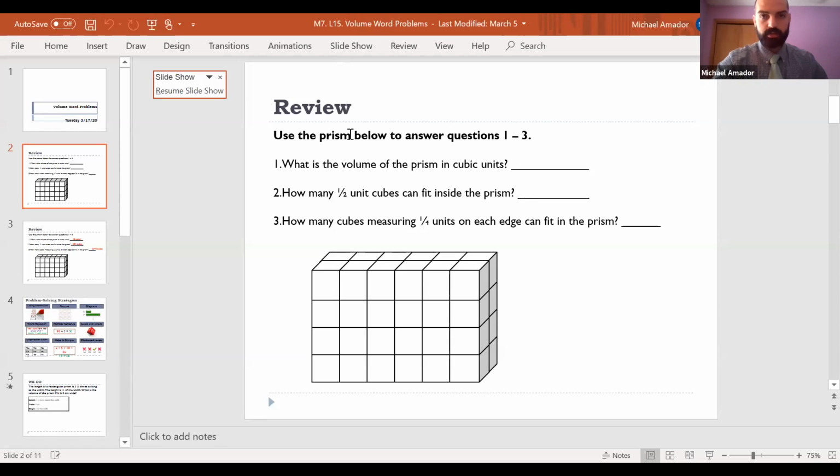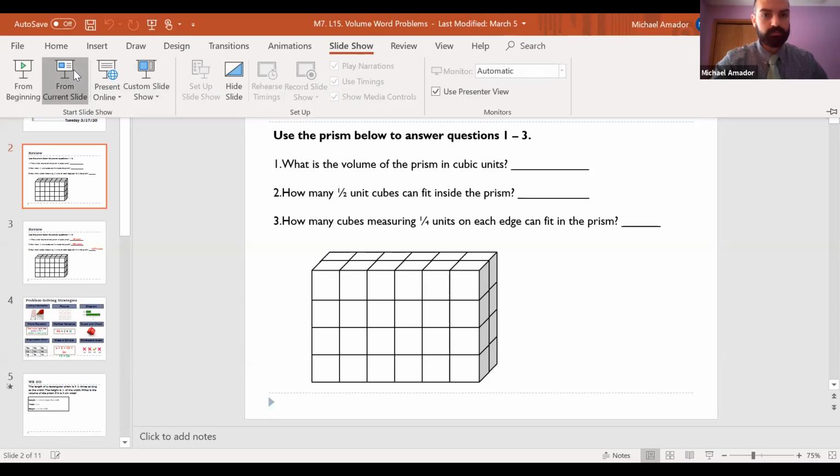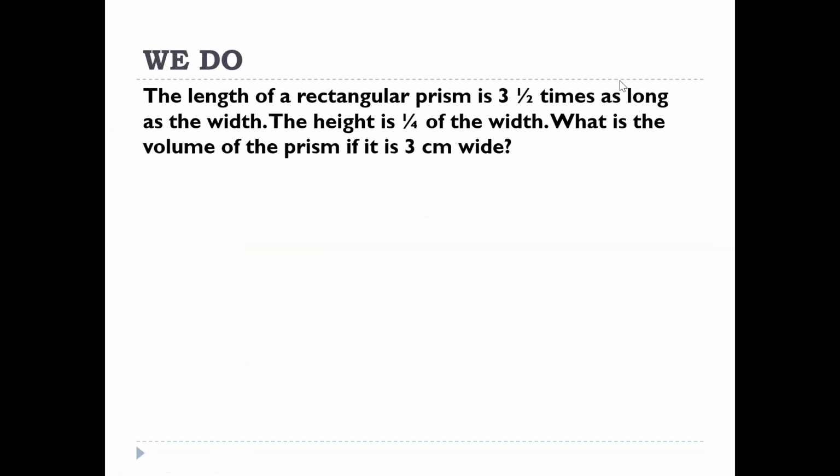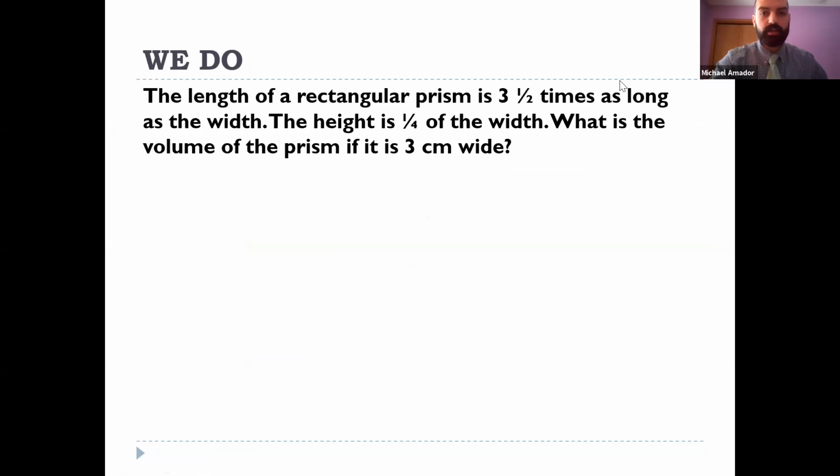I'm gonna work on the We Do together now. I'm gonna read out the We Do, and then I'm gonna recruit some of you to help us with our strategy work. The length of a rectangular prism is 3.5 times as long as the width. The height is 1/4 of the width. What is the volume of the prism if it is 3 centimeters wide?